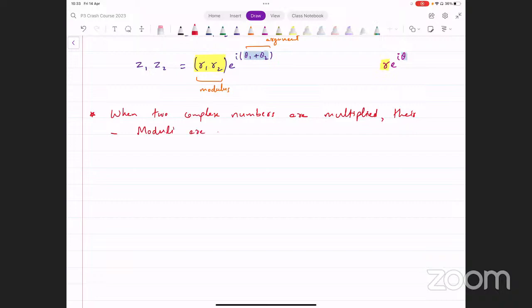Their moduli are multiplied. Moduli is just the plural of modulus. And their arguments, you can see what's happening to the arguments. Their arguments are added. So that is what happens when we multiply two complex numbers.